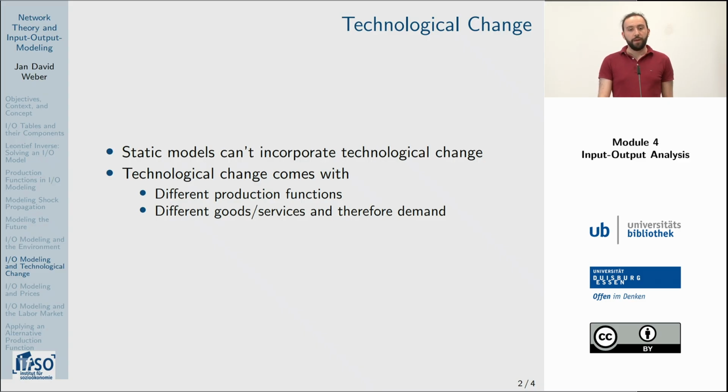So I pointed out several times already that the static model and input-output tabling can't really incorporate technological change. Because technological change comes with different production functions and different goods and services and therefore demand. So the whole economy changes through technological change.